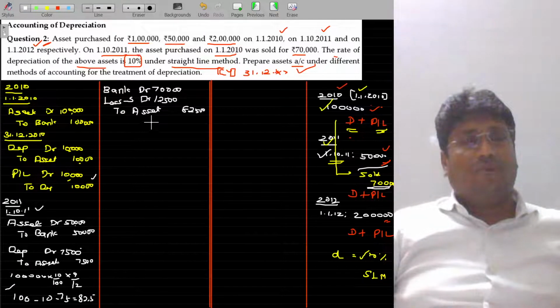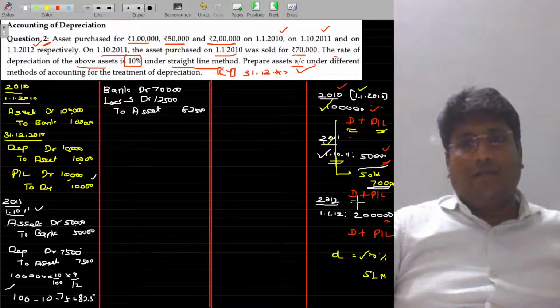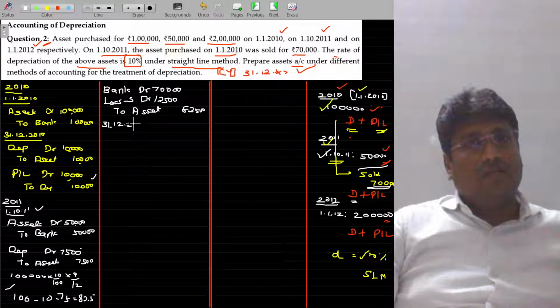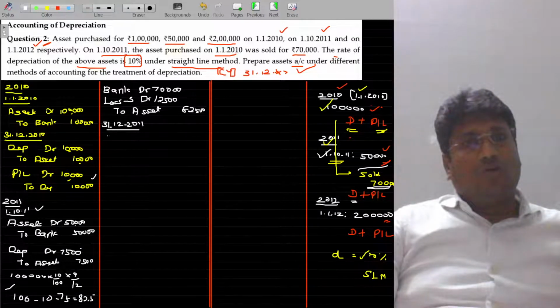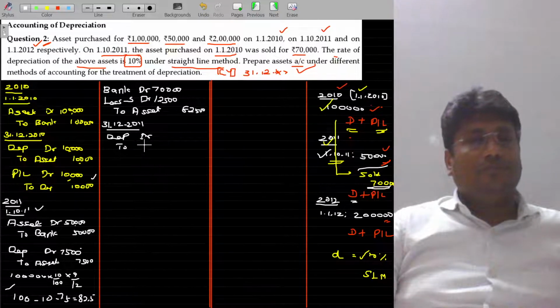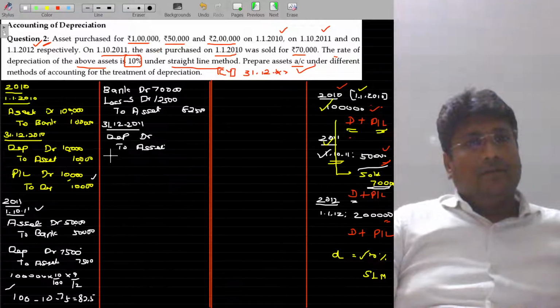So I'll finish up on year end. Let's go for the year end to provide the depreciation. The depreciation for the year end being 31st December 2011. Depreciation account debit to asset account. How much is that?